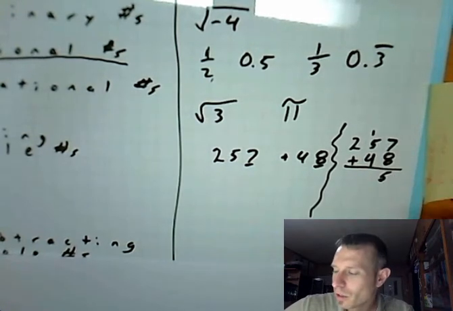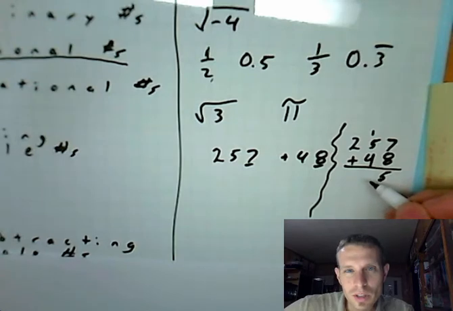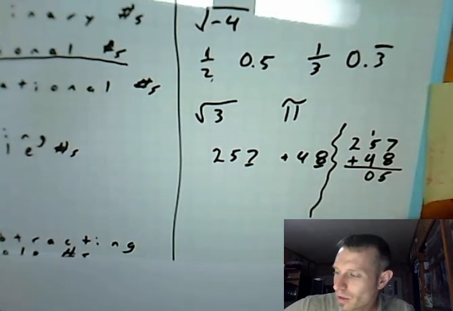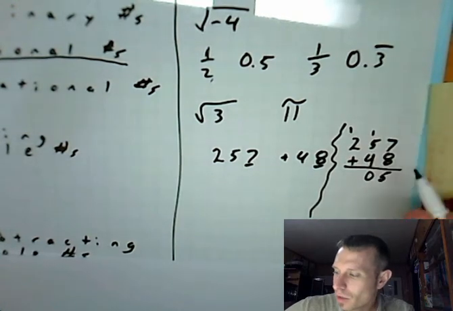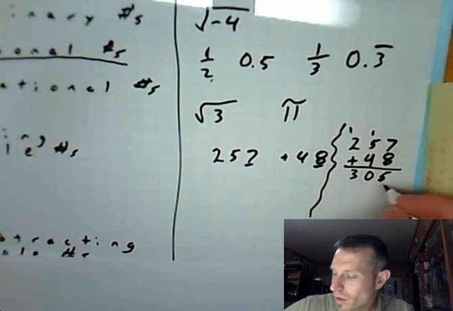We write 5, carry the 1. 5 plus 1 is 6. 6 plus 4 is 10, so we will write 0. And then again, carry the 1. Now we have 1 plus 2 is 3.